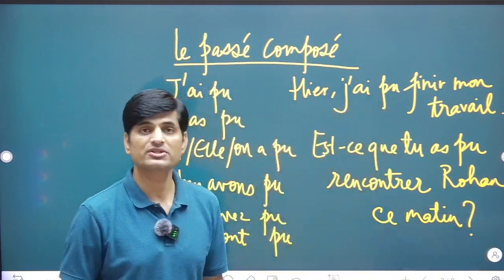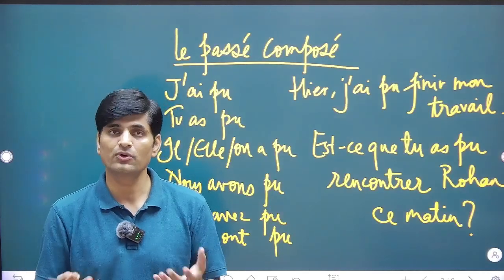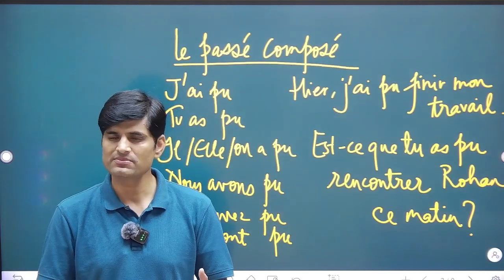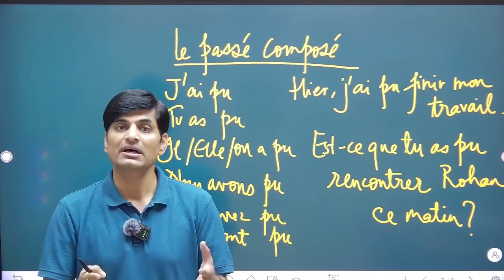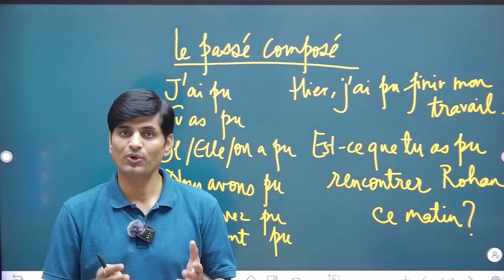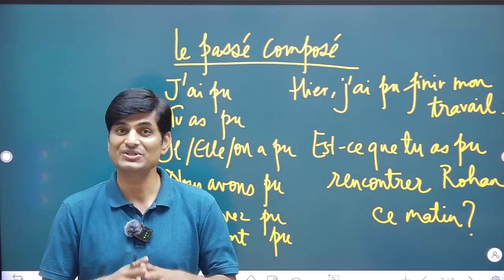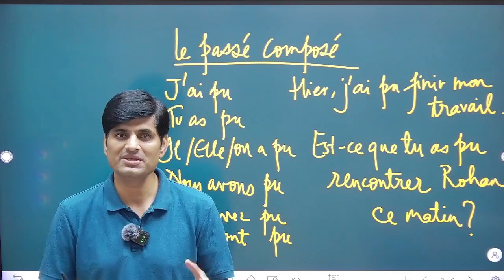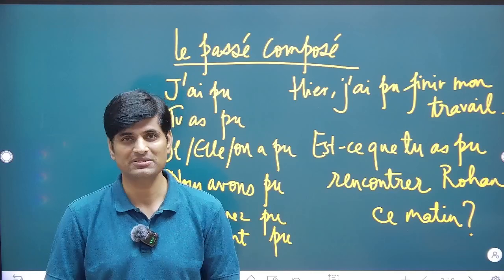So this is going to be the question. Est-ce que tu as pu rencontrer Rohan ce matin? Could you meet Rohan this morning? Which means the action is over. The response to this kind of question will be oui, j'ai pu le rencontrer, or je n'ai pas pu le rencontrer, which means I could meet him, no, I couldn't meet him, whatever the reason was.